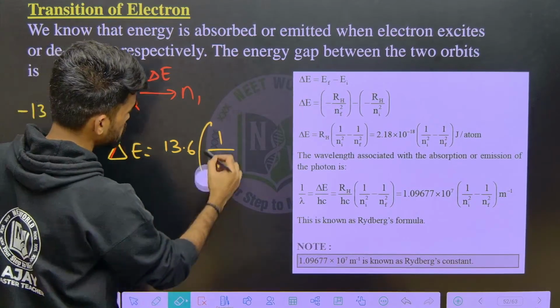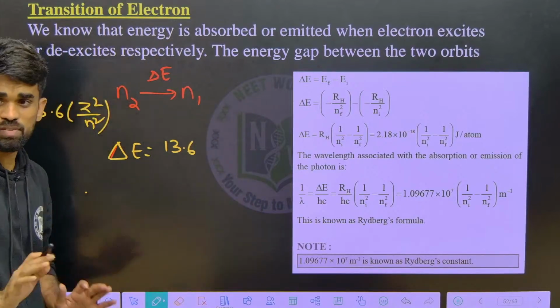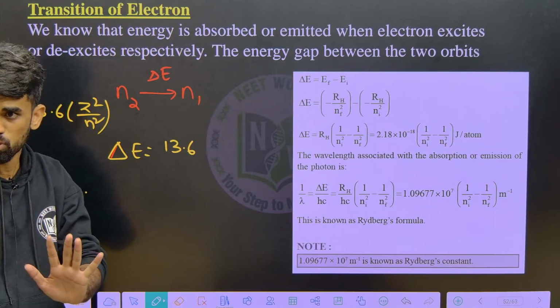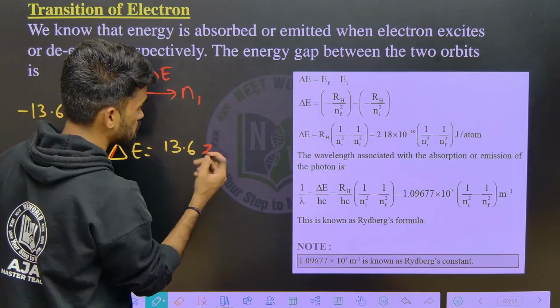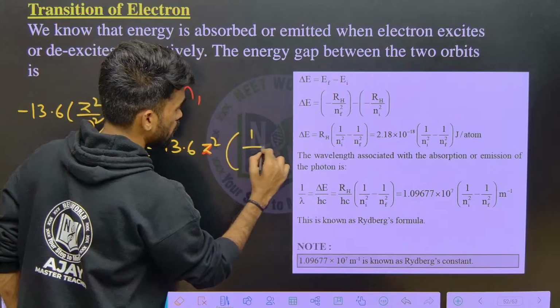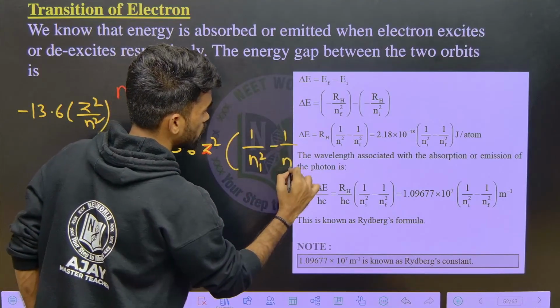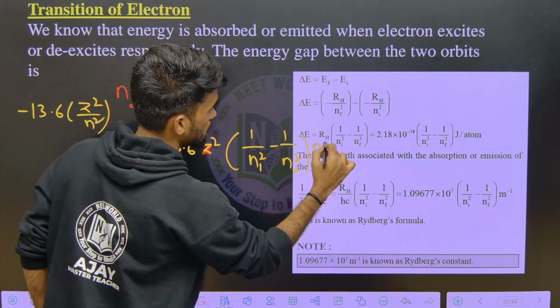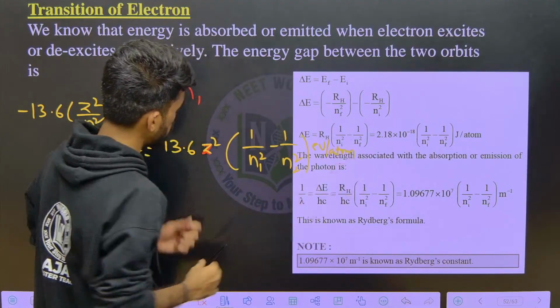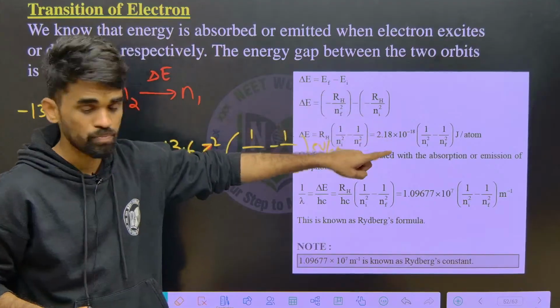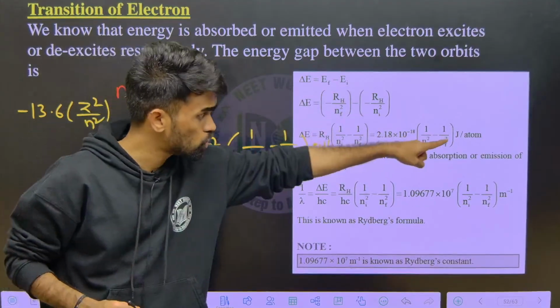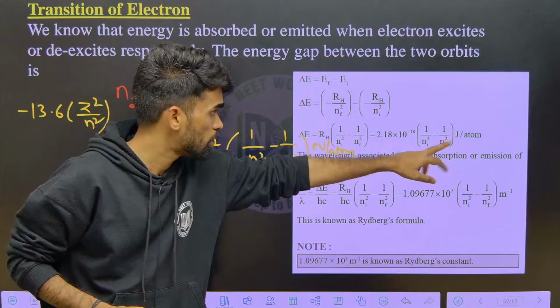Since we are discussing energy difference, that will usually be for a single atom only. So that Z square also becomes common now. So 13.6 into Z square, I am writing, into 1 by n1 square minus 1 by n2 square. What is the unit? Electron volt per atom. So this is in terms of electron volt per atom, or we have other terms also like joule per atom. This formula you can write.